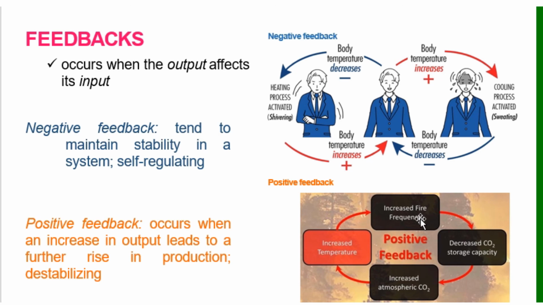So if there would be fires everywhere around the globe, it will decrease the carbon dioxide storage capacity, because plants are considered as the storage of carbon dioxide. They are capable of storing those gases. Now, if there would be a decrease in carbon dioxide storage, as a consequence, that carbon dioxide will move into the atmosphere.